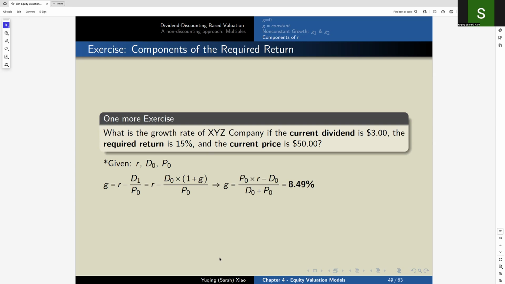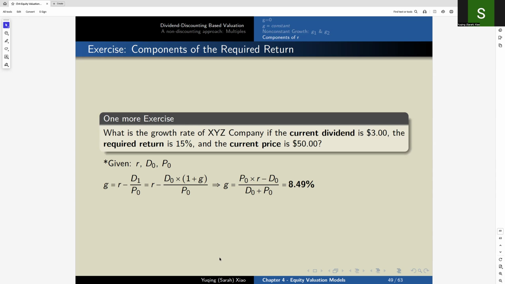Let's now look at a slightly trickier version. Suppose the current dividend is $3, the stock price is $50, and the required return is still 15%. Notice the difference here. We've been given the current dividend, not next year's dividend. That means we need to adjust.